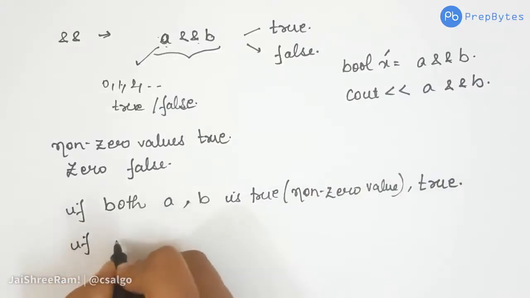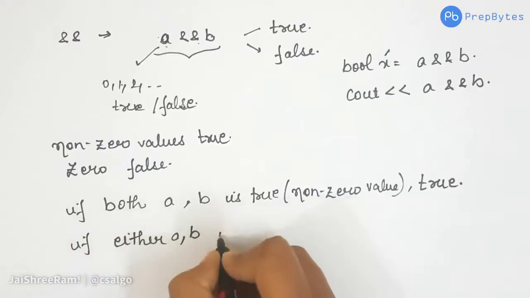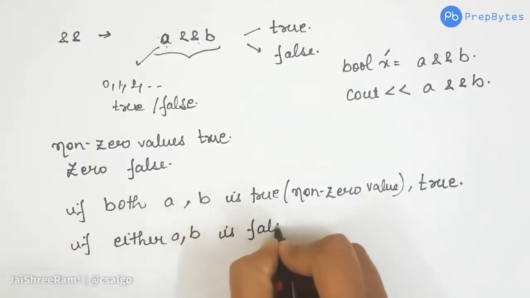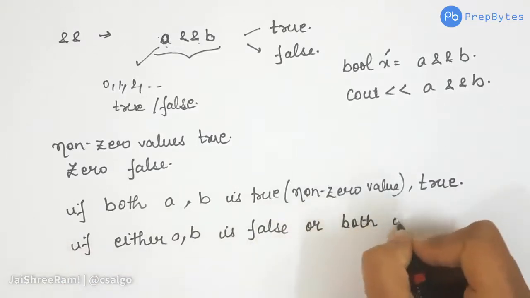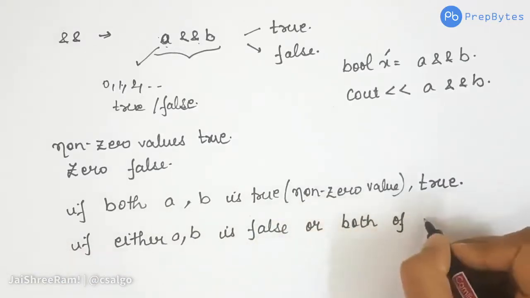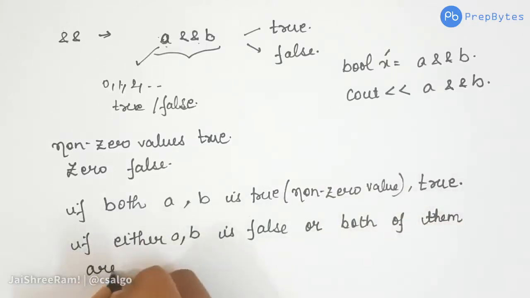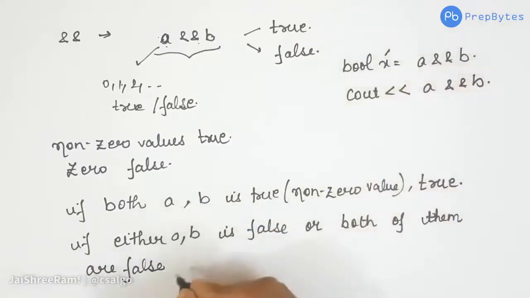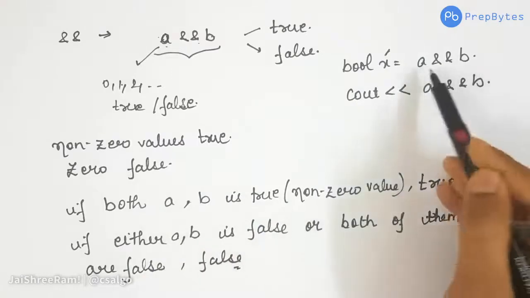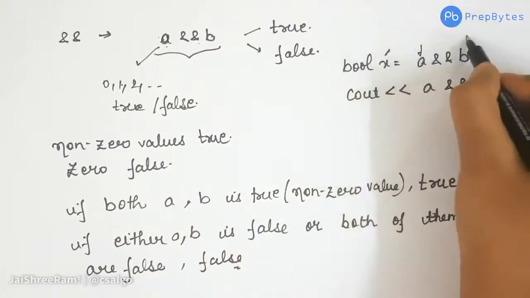So if either A or B is false, or both of them are false, the result of A and B will be false. Now let's try this A and B on several values of A and B.